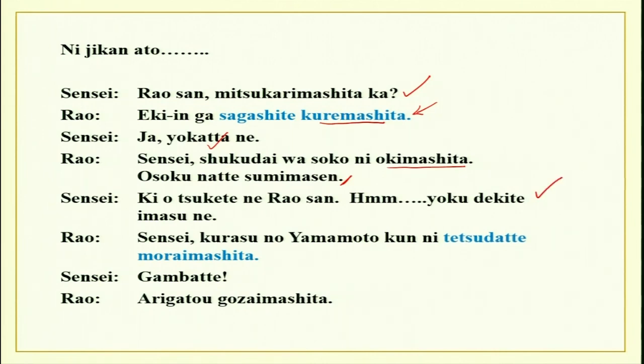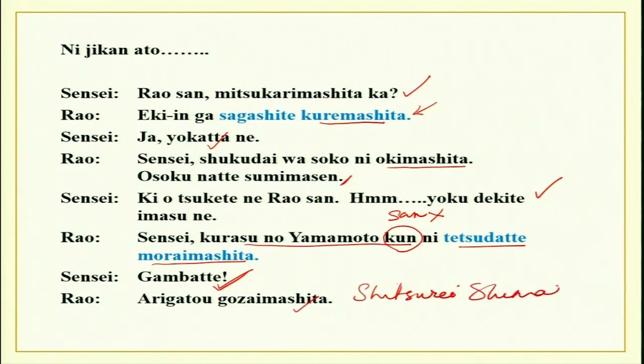Sensei, kurasu no Yamamoto-kun ni tetsudatte moraimashita. So, kurasu no Yamamoto-kun. Kun over here is very informal because they are all students together, same age. So, you don't have to use san. Okay, ni tetsudatte moraimashita. He helped me and I received the favor. Now, over here, ganbatte. Arigato gozaimashita. And then Rao-san could have also used shitsurei shimasu. So he is moving out, excuse me. That's the polite way of excusing yourself from sensei's room or from anybody's room.